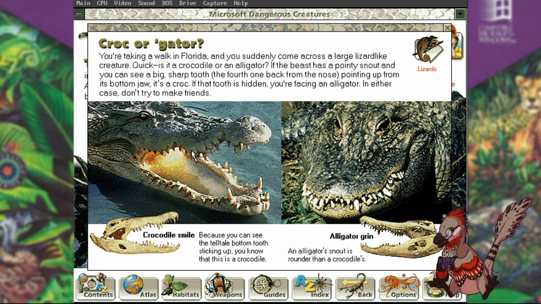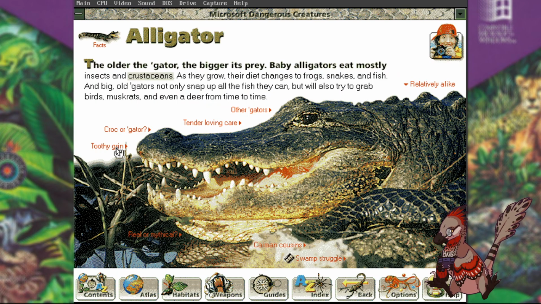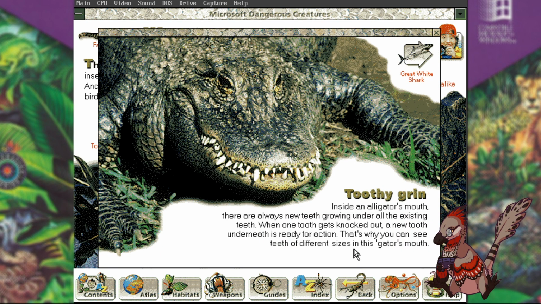Crocodiles smile. Because you can see the telltale bottom tooth sticking up, you know that this is a crocodile. Alligator grin. An alligator's snout is rounder. Right, that's good to know. They still do look rather similar. So in this picture, it looks like it's glowing, which is very fantastic. Don't fall for this reptile smile.